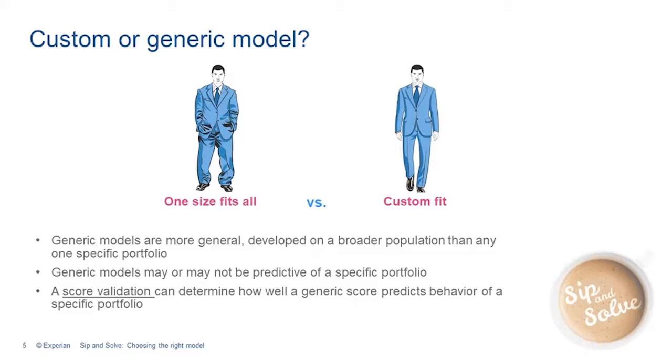So a generic model or an off-the-shelf model, industry-wide model, are built on general, broader populations than any one specific portfolio. It may be predictive of your portfolio, but it may not be as predictive as other models could be. So the way to determine if that one-size-fits-all or off-the-shelf model is good enough for your portfolio is to perform a score validation, and that can determine if this generic model is good enough for your portfolio.